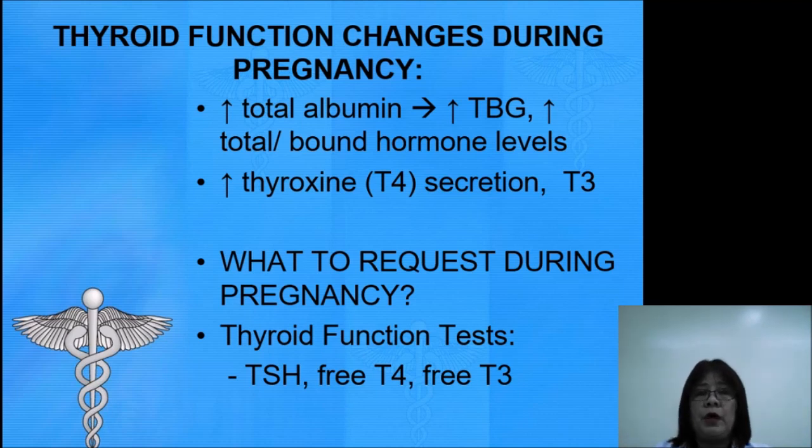Now, you have an increased thyroid binding globulin, most of the thyroid hormones are bound, so you have an increased total T4. So, in order to really determine whether your patient has thyroid problems during pregnancy, what you should request will be the TSH, the free T4, and free T3.